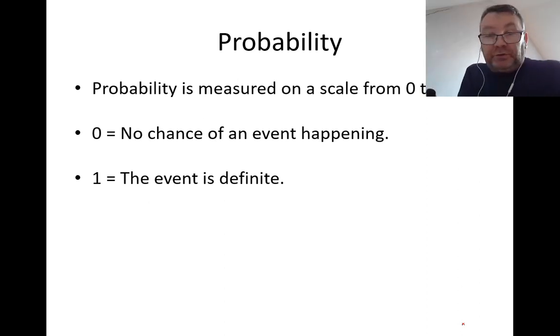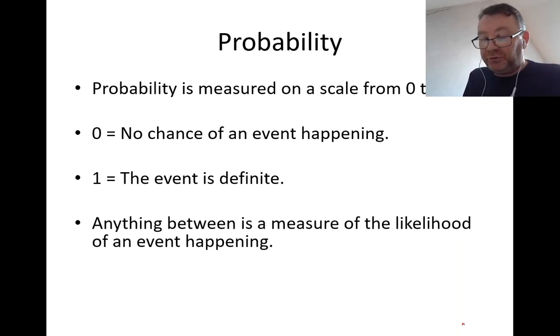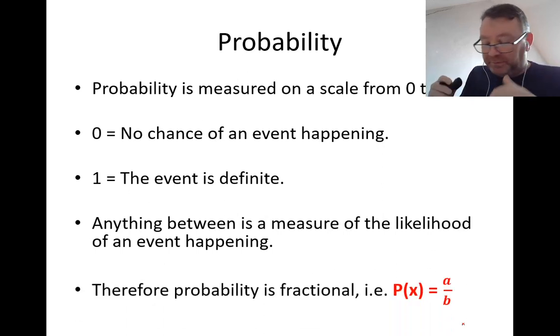Okay, what are the chances we'll be in school tomorrow? What's the probability we will be in school tomorrow? 0. What's the probability that we won't be in school tomorrow? 1. So therefore, they're the two bookends. They're the ones that are definite. In between them, you have an infinite set of fractions. So therefore, probability is on a scale from 0 to 1, and it's fractional. So anything between that is the measurement of the likelihood of an event happening. And therefore, as I tell you at the bottom of the slide, probability is always fractional.